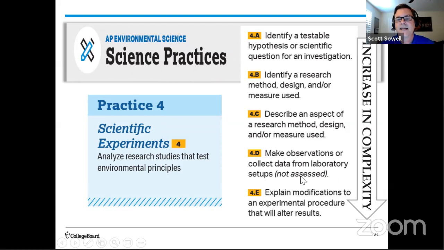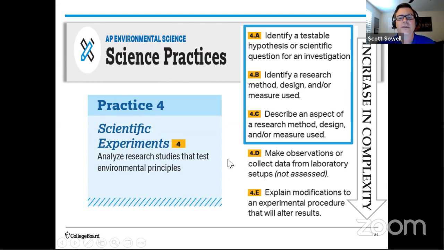That's because this is the kind of stuff that you would do in your classroom when you're actually making your own empirical observations. And then finally, the last part is, well, what could you do differently to alter your results or to get different results? Kind of tweaking the experiment at the end. What I'm going to ask you to do is look at these three in particular. Can we identify the hypothesis or testable question? And then can we dissect and describe some of the methods used in an experiment?